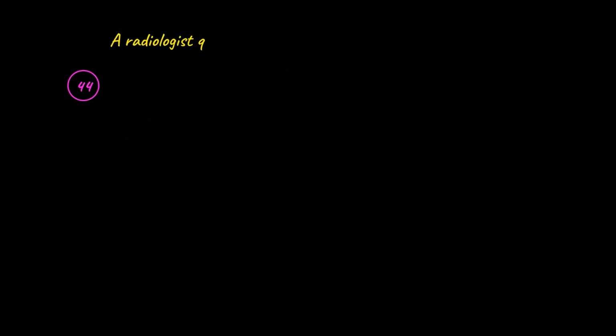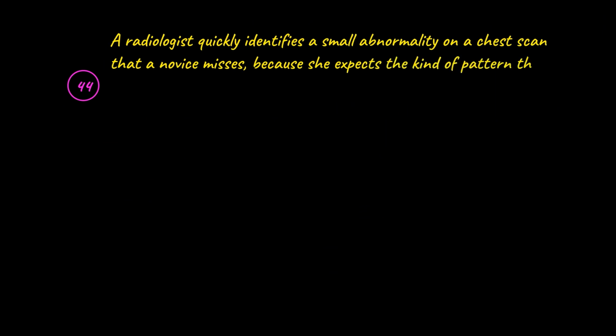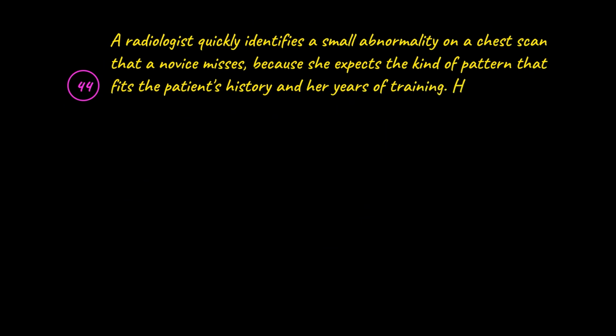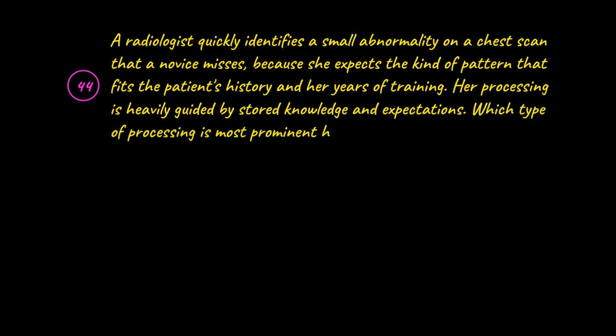Question 4 here. A radiologist quickly identifies a small abnormality on a chest scan that a novice misses, because she expects the kind of pattern that fits the patient's history and her years of training. Her processing is heavily guided by stored knowledge and expectations. Which type of processing is most prominent here?